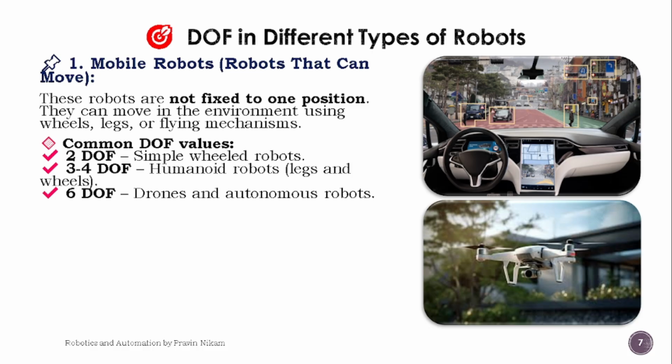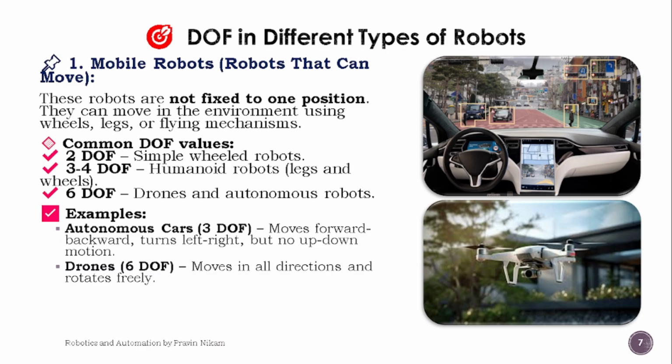Humanoid robots, that is legs and wheels, have 3 to 4 degrees of freedom, and drones and autonomous robots have 6 degrees of freedom. Examples are autonomous cars having 3 degrees of freedom: move forward, backward, turn left, right, but no up-down motion is possible in autonomous cars.